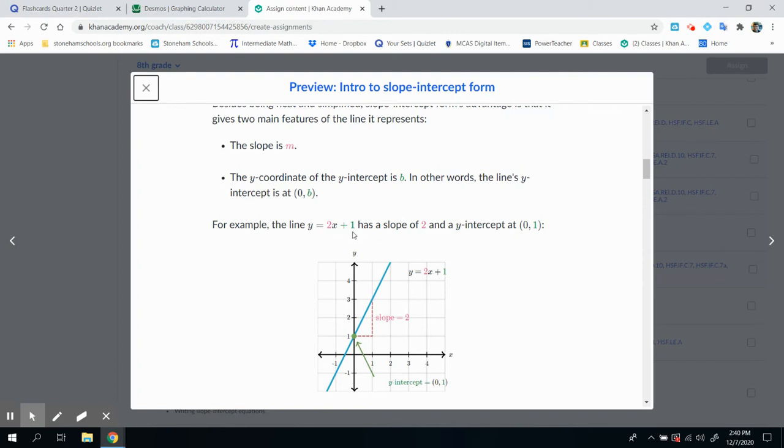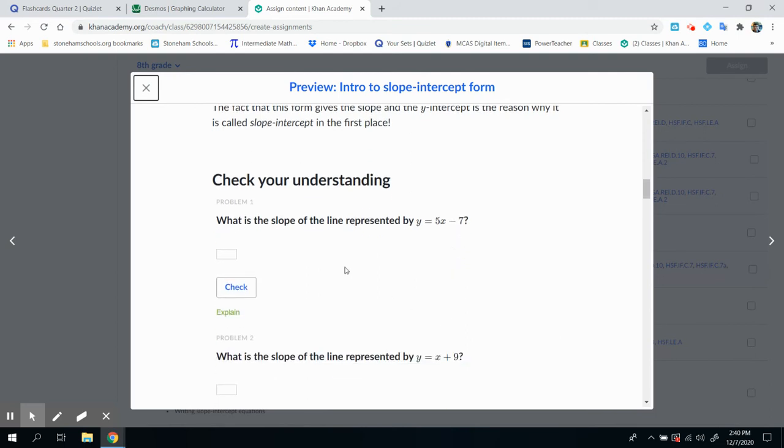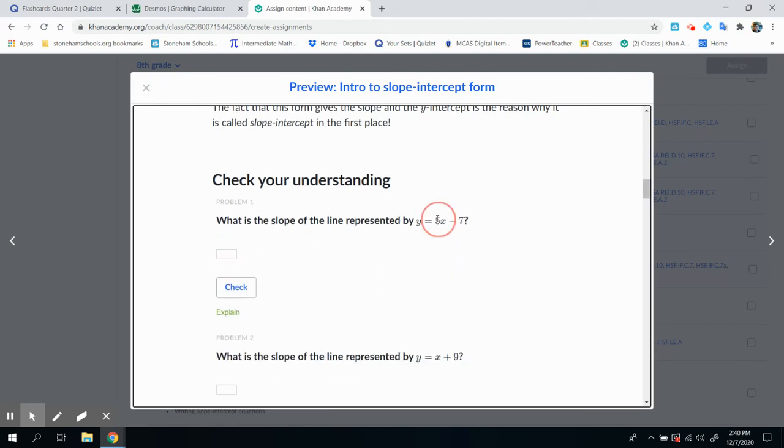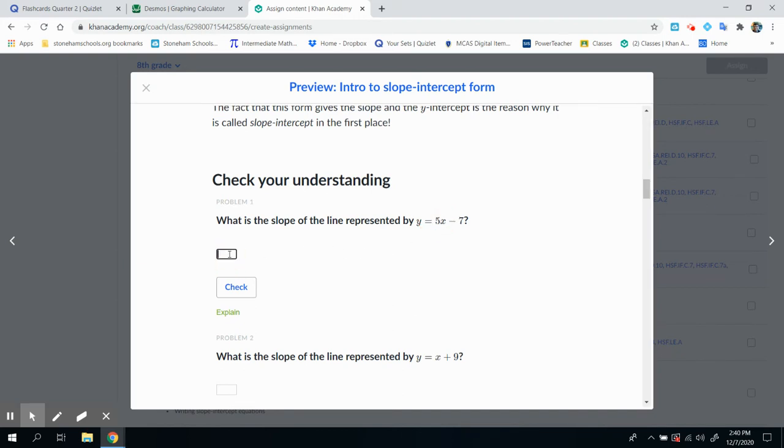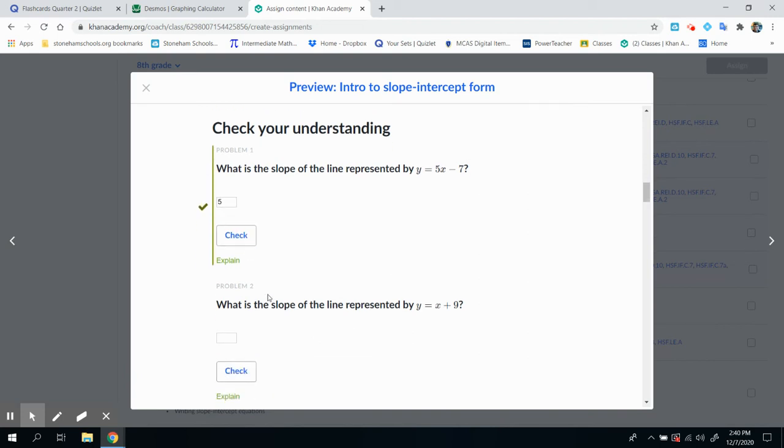Here's an example, 2x plus 1. Slope of 2 here, y-intercept of 1. Let's take a look at this one. What is the slope of the line? Just to point out, slope's always going to be the coefficient. We like to highlight those coefficients. So that's a slope of 5. You check. Hey, I got it.